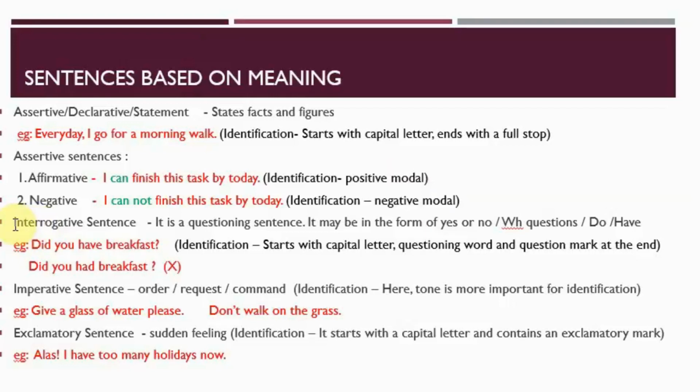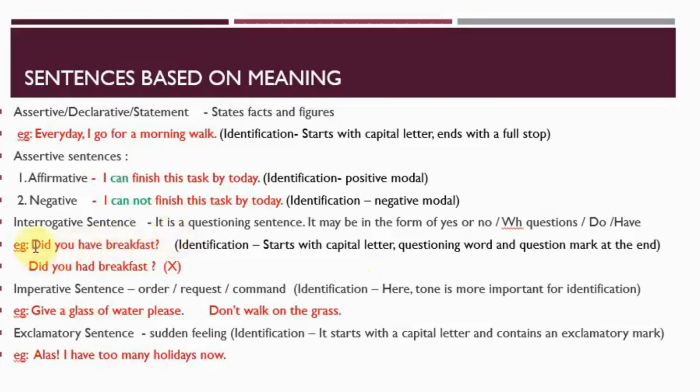Then coming to the second category, it is interrogative sentence. It is a questioning sentence. It may be in the form of yes or no, WH questions, do questions, have questions, and many more. Okay. So the example for this is, did you have breakfast? Here you can see, here also it starts with a capital letter but ends with a question mark. This is the identification. It starts with a capital letter and it has a question mark.